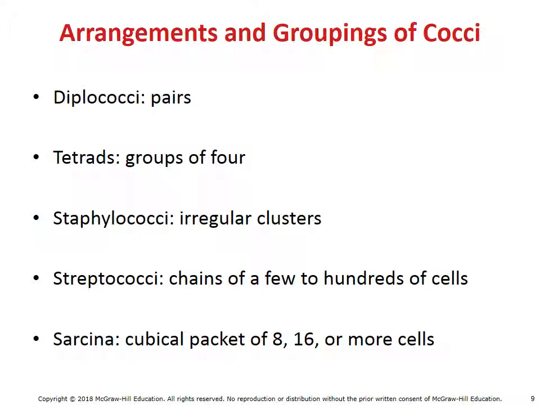So let's point out that there can be different arrangements for the shapes. Shapes like cocci, so these are just round cells, can come in different types of arrangements like diplo, tetrad, or staphylo. You should probably know these to help you with your identification in things like the unknown project, as well as on this exam. So diplococcus stands for a pair of circular cells that are stuck together. Tetrads are 4 cocci stuck together. Staphylococcus are an irregular cluster.